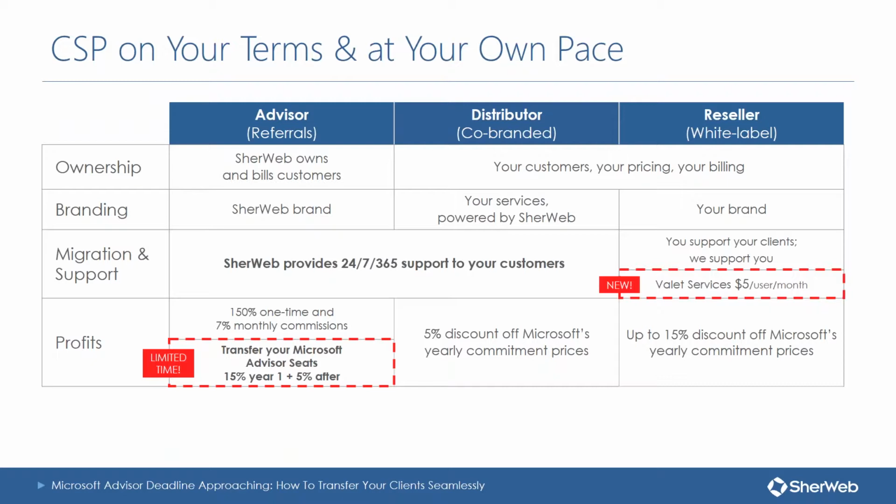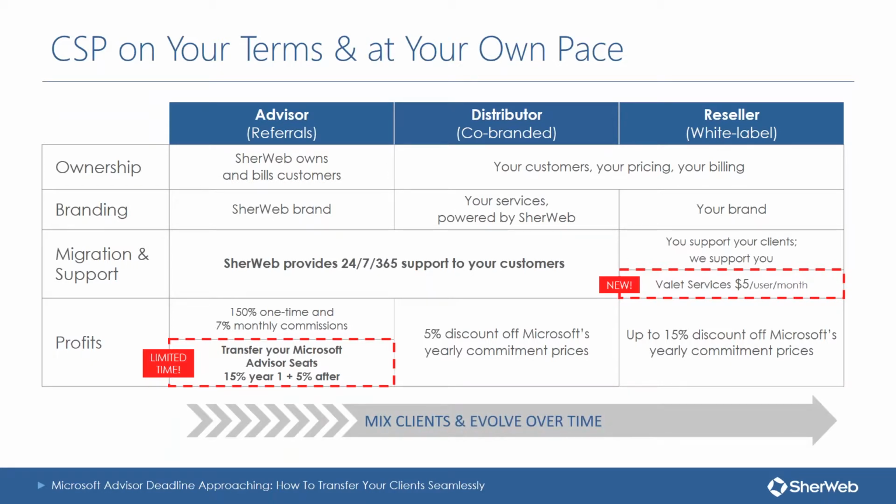And finally, we have the white label program. This is all you. Your customers, your pricing, your billing, you own the whole thing. We don't even exist. We'll talk to you, we'll support you, but your clients don't know we exist, so they have to call you for service. We've added what's called valet services, so you can have white label support from us, where our support people will answer as your company, and you can get up to 15% discount off of Microsoft Year commitment prices by signing up as white label.